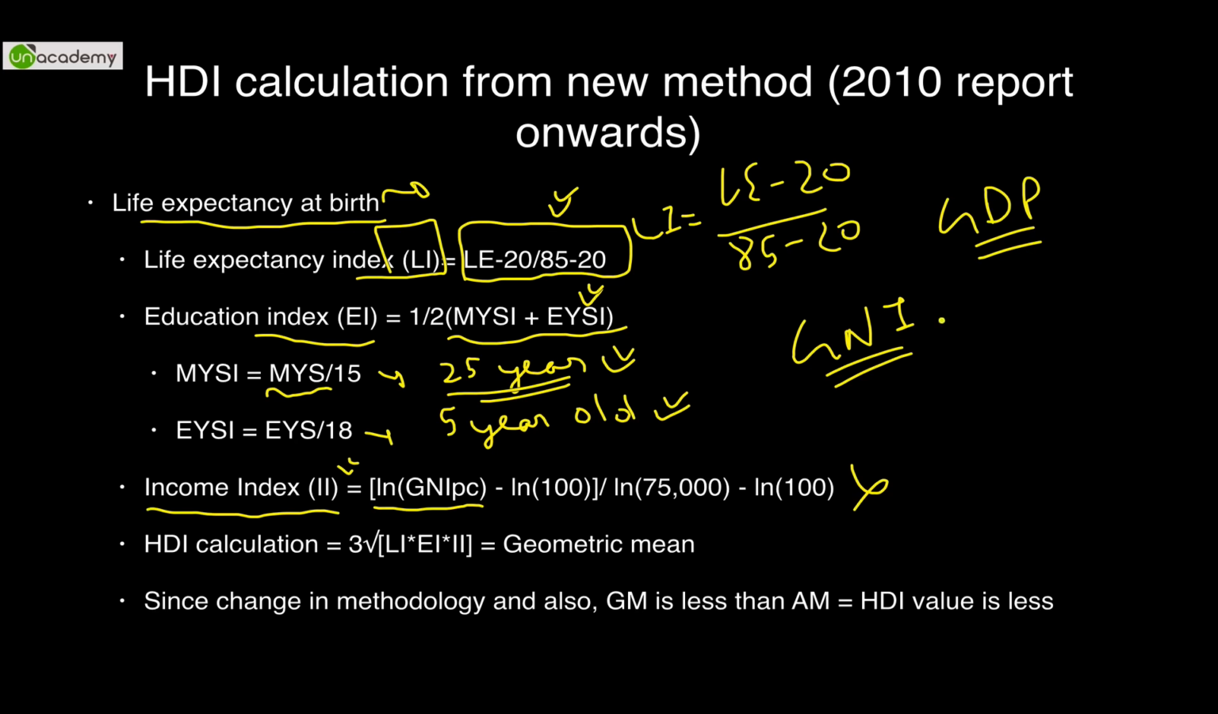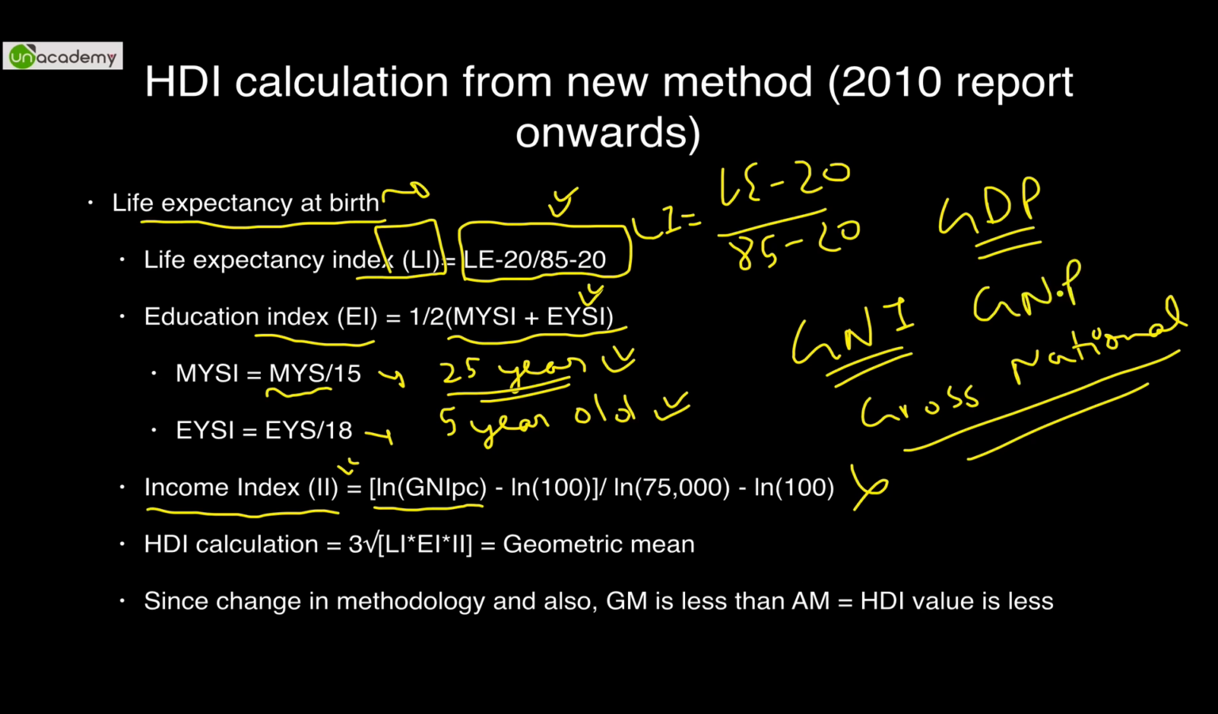Now it is GNP, that is gross national product. So you take care of factor income from abroad, okay. So that is how GNP and GDP are different. So please remember, now we use GNP and we use mean year of schooling and expected year of schooling, and finally in the life expectancy index also, rather than using maximum and minimum, we use 20 and 85. So I hope these differences are clear.